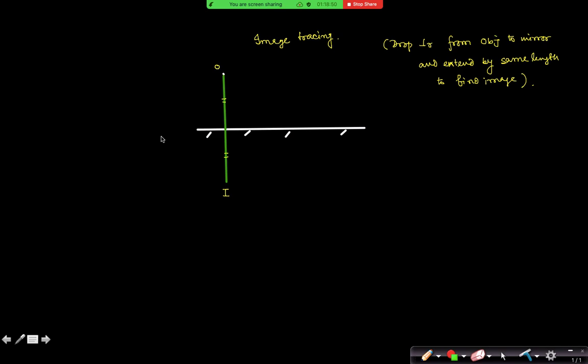Right? Now if I ask you what is field of view, means can I see the image from here? If I place my eye here, can I see the image? So what is the range where if I place my eye, I can see the image? Can you tell me how do I find that?